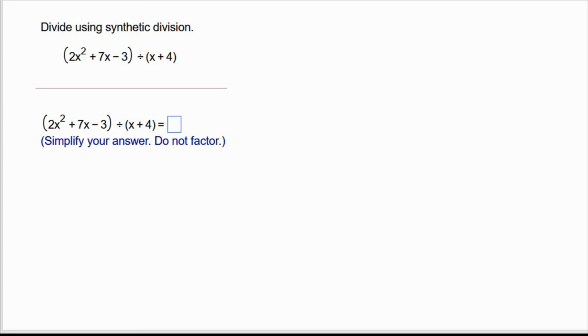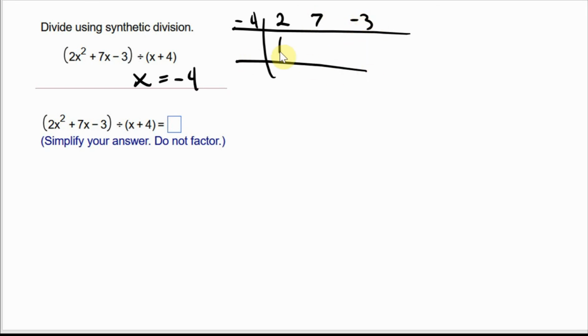So synthetic division. We're going to use here x, we need x equal to -4. Put the -4 there. List the coefficients of the polynomial. The coefficients: 2, 7, -3. Always bring down the first term. Multiply -4 times 2, we get -8. Add, we get -1. Multiply -4 times -1, get 4. Add -3 plus 4, we get 1.